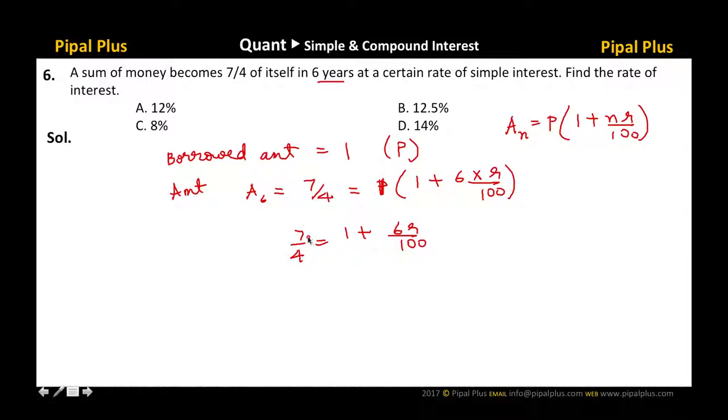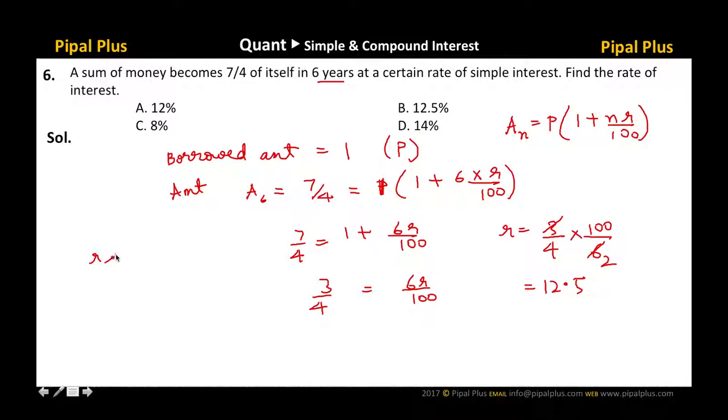Yeah, we take 1 here, so we get 7 by 4 minus 1 is 3 by 4. So we get 6r by 100 equals 3 by 4, or r equals 3 by 4 times 100 by 6. We cross multiply. We take 100 to the numerator of this side and we take 6 to the denominator of this side. So what we get is 3 times 2, 100 divided by 8 is 12.5, right? So the rate of interest is 12.5.